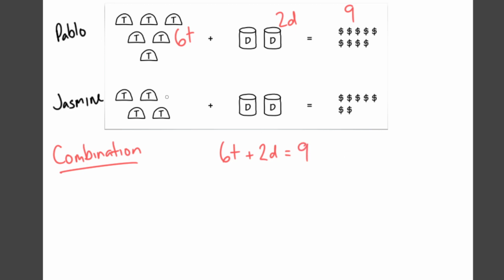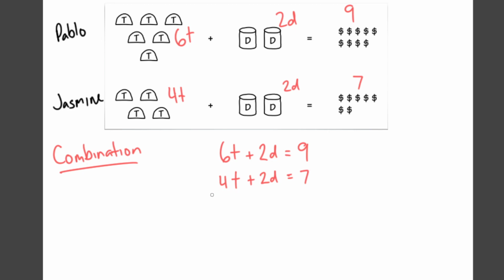The second equation is simply going to be 1, 2, 3, 4 tacos plus 2 drinks is equal to 1, 2, 3, 4, 5, 6, $7. So we have 4 tacos plus 2 drinks is equal to $7. So this is Pablo's equation, and this is Jasmine's equation.